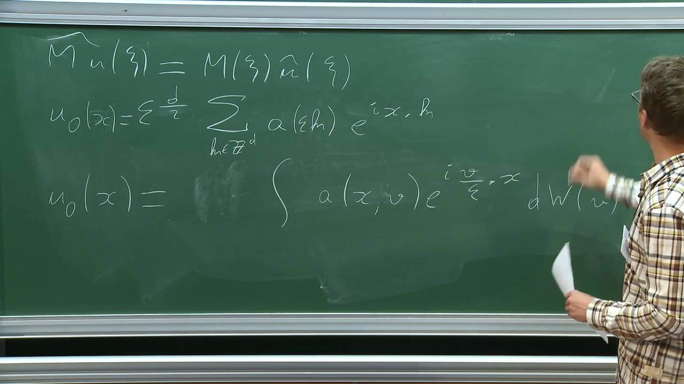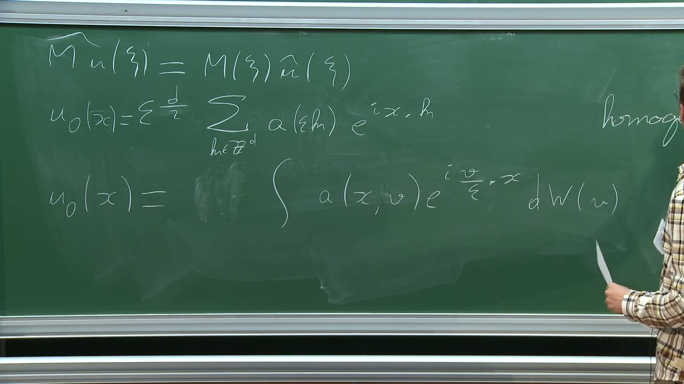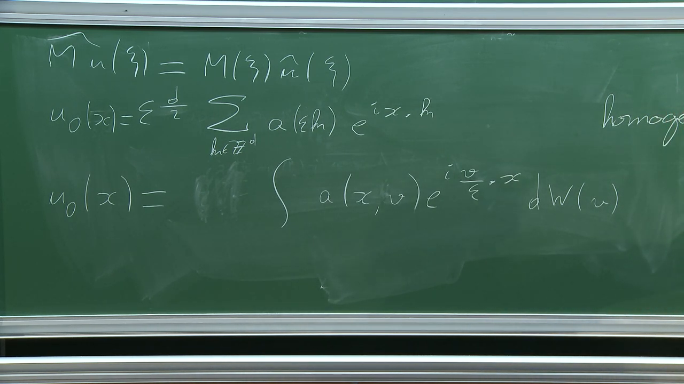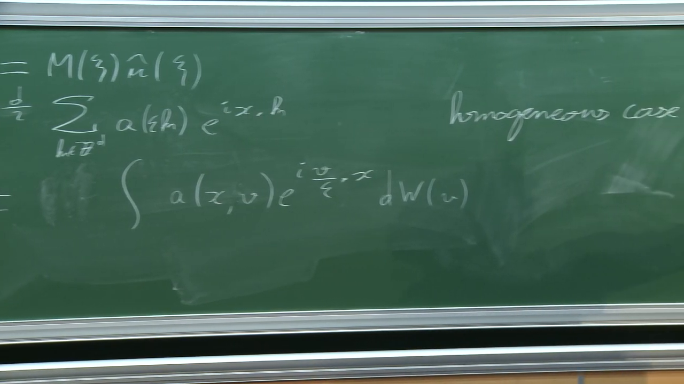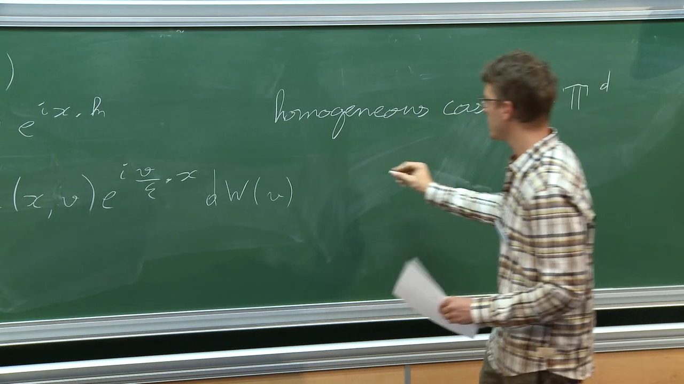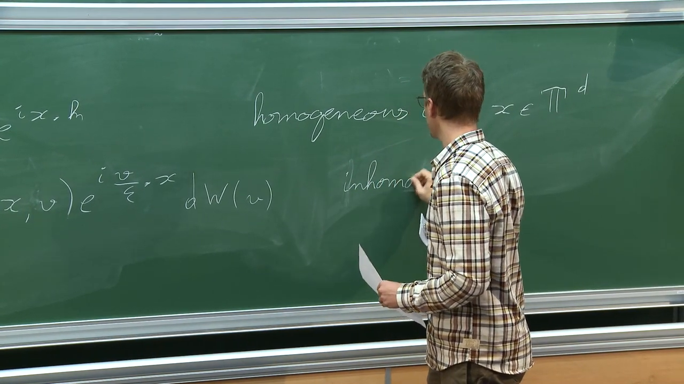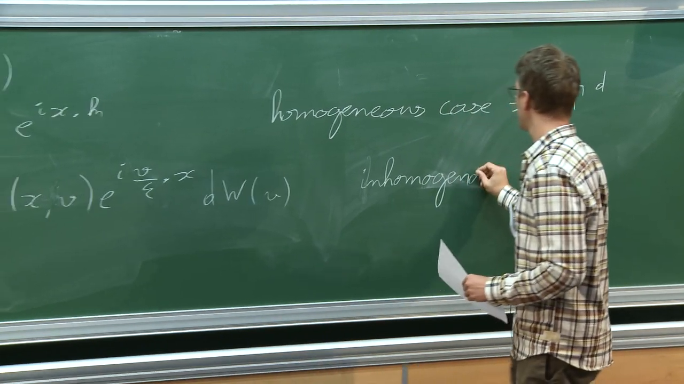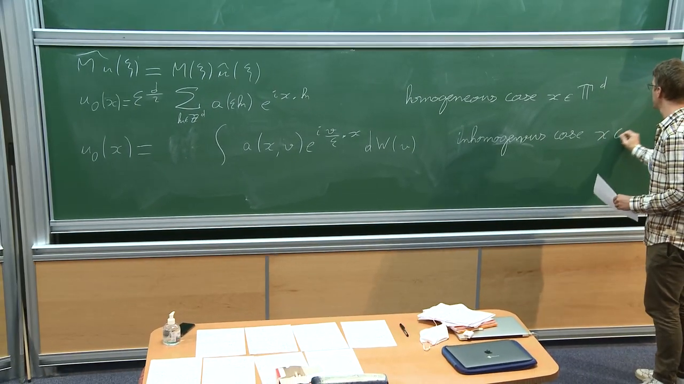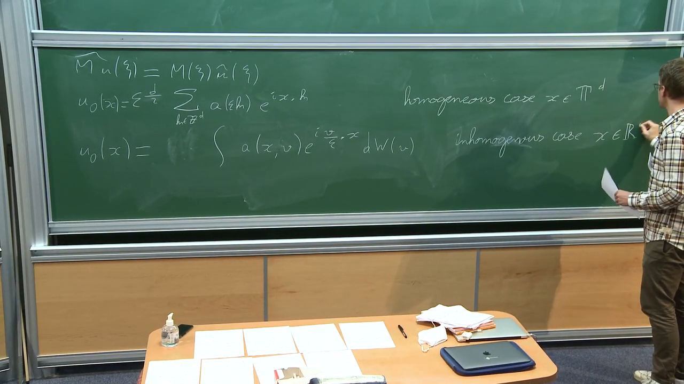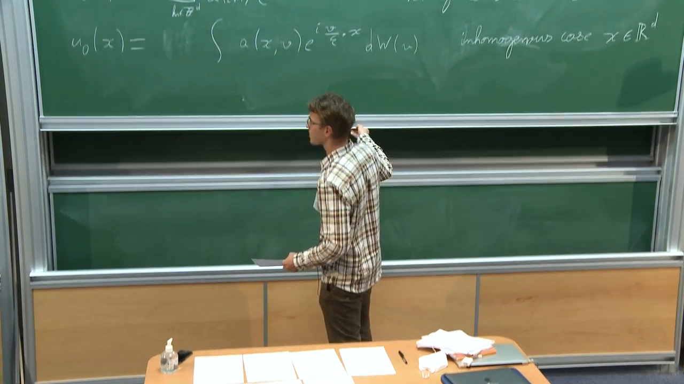Here it's if I'm working in the homogeneous case. So x lives in the torus. And here, it's if I'm working in the inhomogeneous case. So x is in R^d. So I have several time scales for my equation.